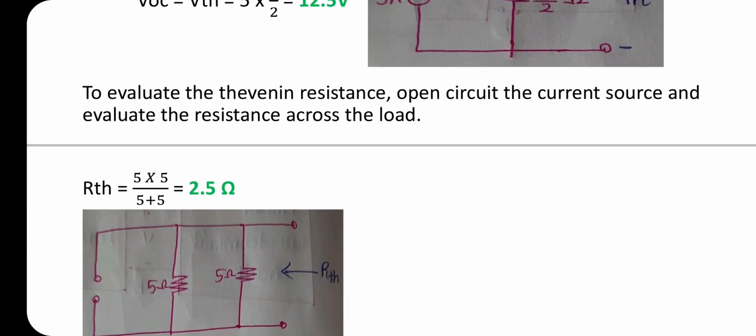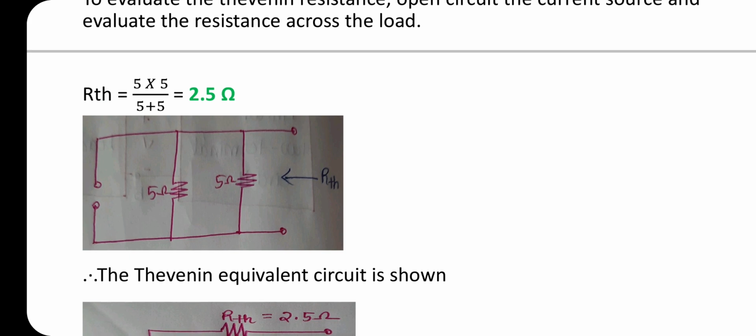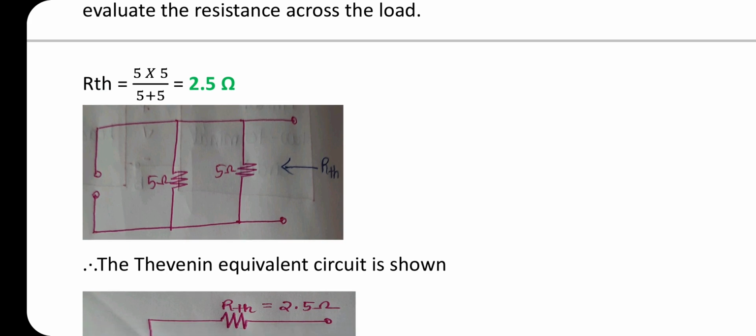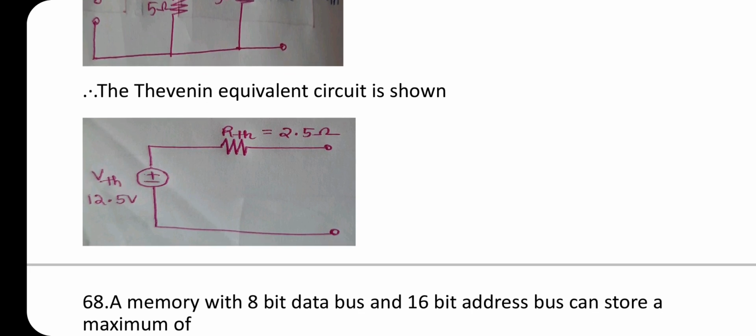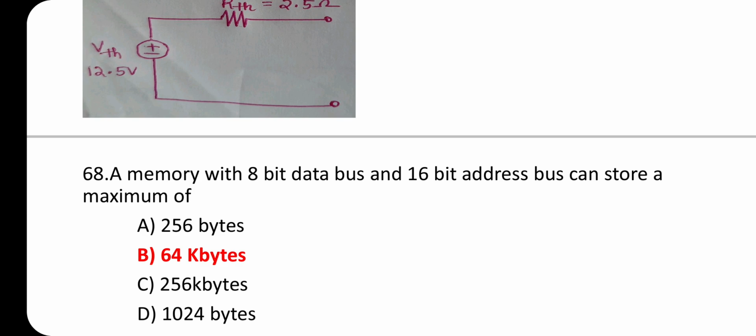To evaluate the Thevenin resistance, open circuit the current source and evaluate the resistance across the load. That is RTH equals 5 ohm parallel 5 ohm, that is 2.5 ohm. Then the Thevenin equivalent circuit is VTH equal to 12.5 volt and RTH equal to 2.5 ohm.